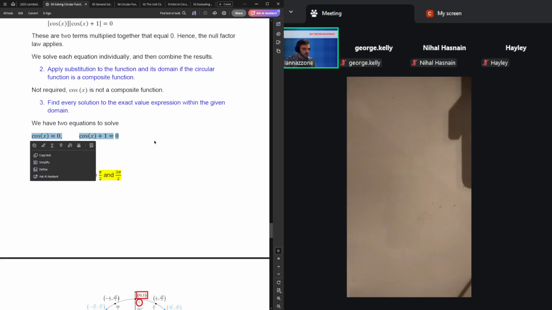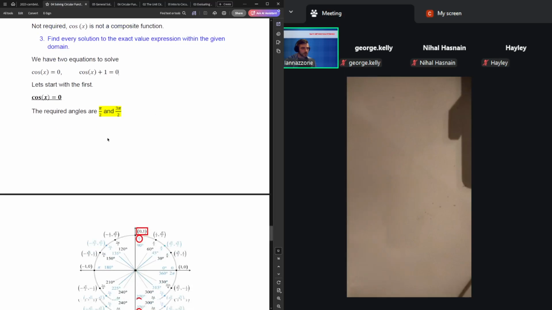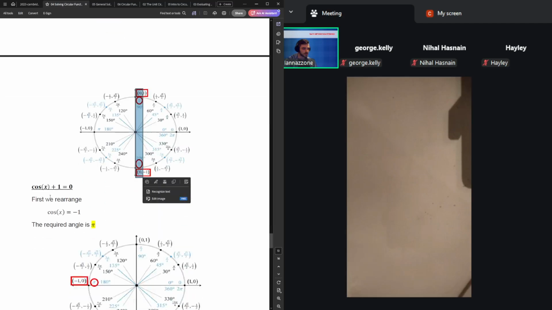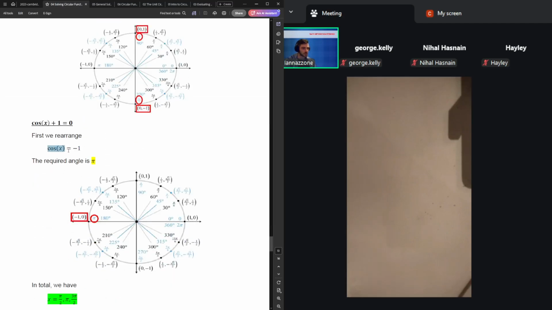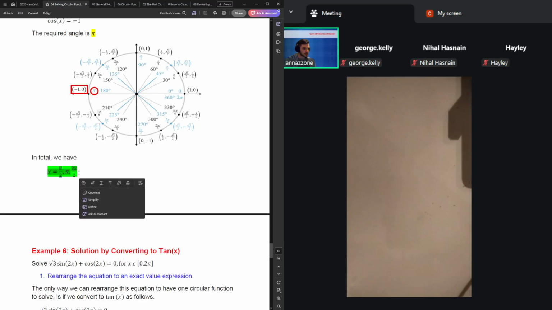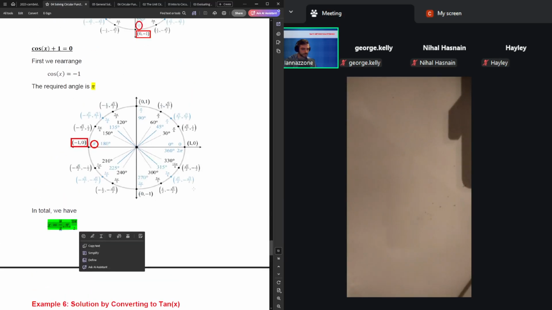Now that we have our two equations, we just solve them individually. Where does cos equal 0? Well, that's going to be there and there. Where does cos plus 1 equal 0? Or in other words, where does cos equal -1? Well, that's just that one. Then we just summarize the angles that we got for that.